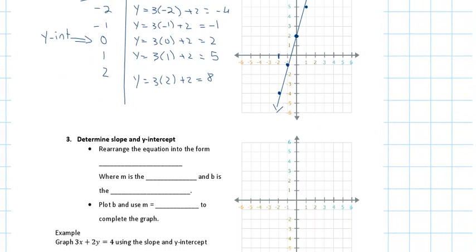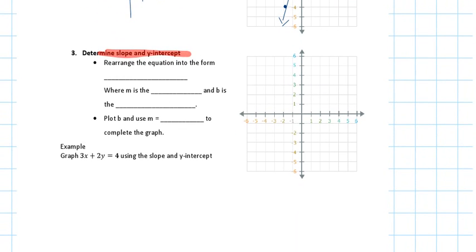The third way to graph a linear function, and this is special for only linear functions, is using the slope y-intercept form. Okay? With a linear function, you can write your equation in slope y-intercept form by rearranging the equation into the form y equals mx plus b, which means you want the y by itself on one side and the x's and whatever else on the other side. Okay?